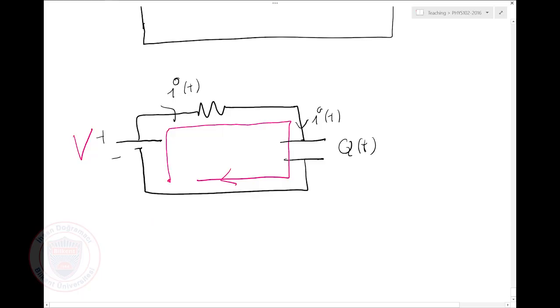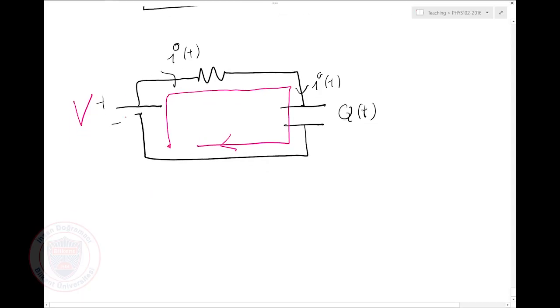In my first step, I'm going across the battery. What happens to the potential? Because it has V volts, I would say the potential has increased by V volts. So I have done the first section.